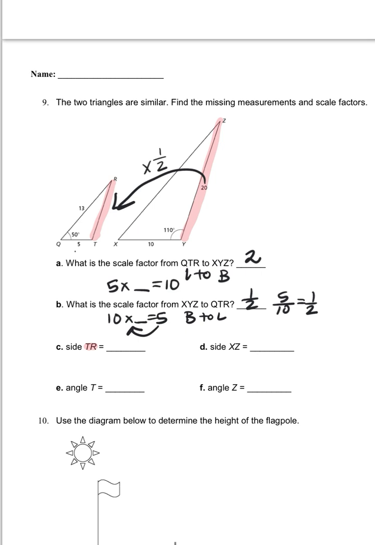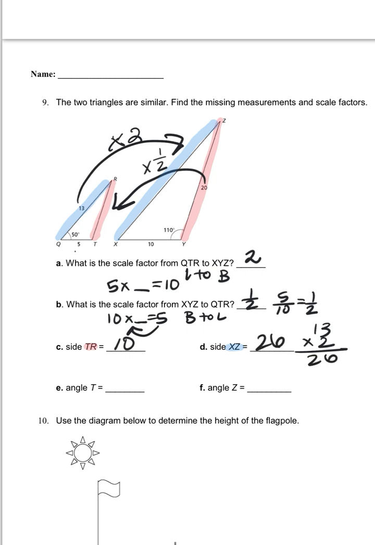So 20 times 1/2, or divided by 2, is going to be 10. Then I'll look at my next one, ZX or XZ. Where is it? Oh, this one. XZ, and that corresponds to 13. Well, when I go from little to big, it's 2. So 13 times 2 is going to give me 26.